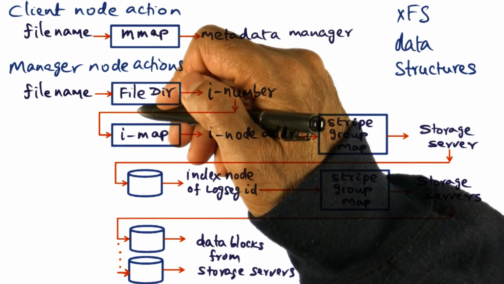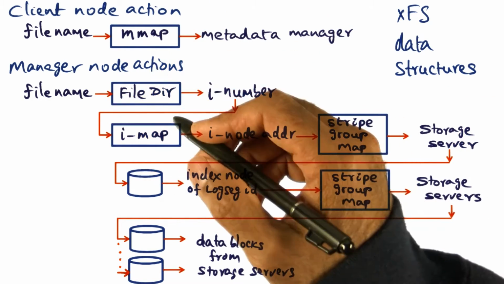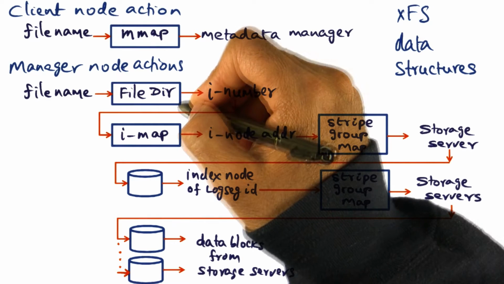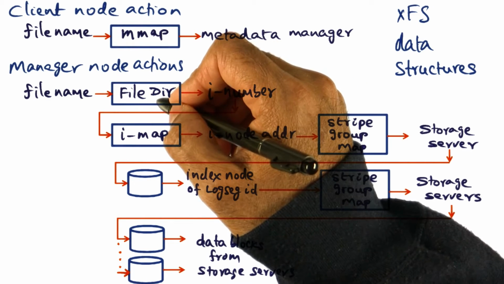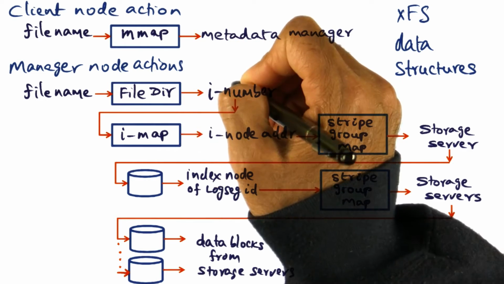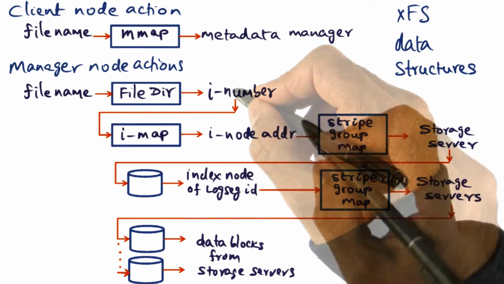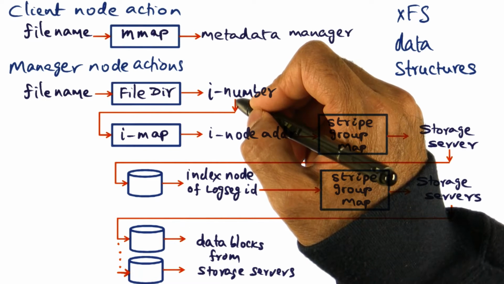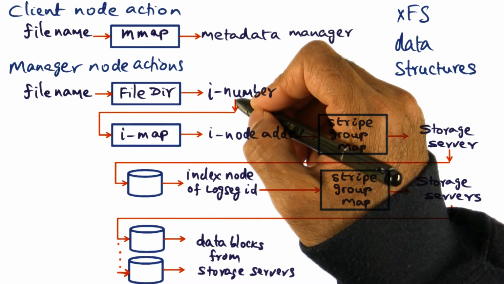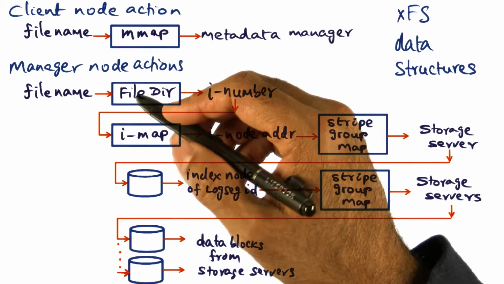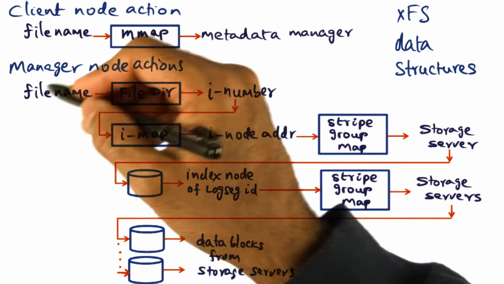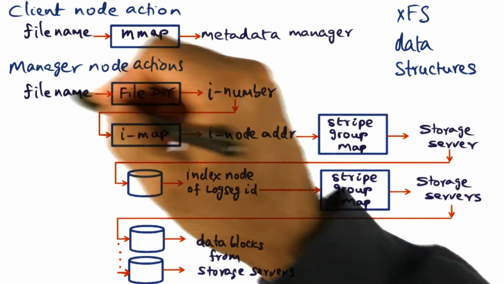So the client comes to the manager with a file name, and when you come to the manager with a file name, the manager looks up the first data structure called the file directory, and that file directory has the inode number, and that inode number is the starting point for looking up the contents of that file. Now let's talk about all the data structures that are used by the manager node.